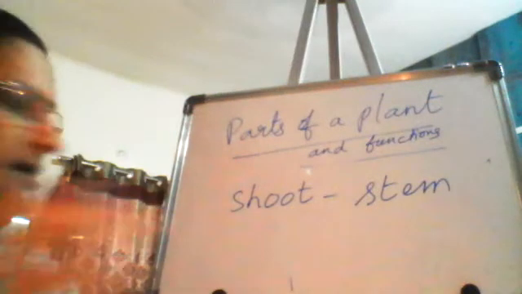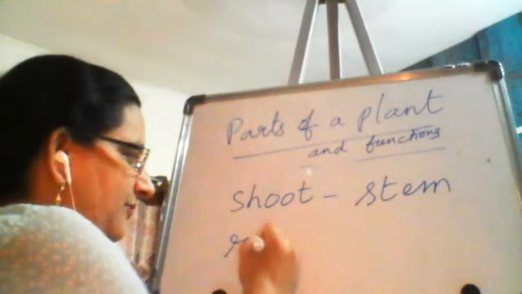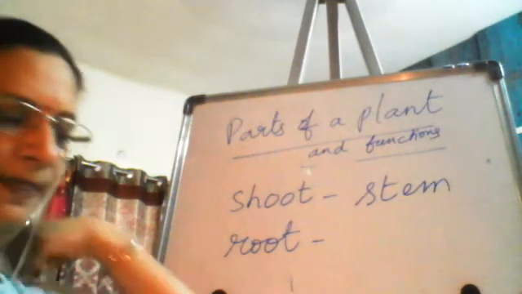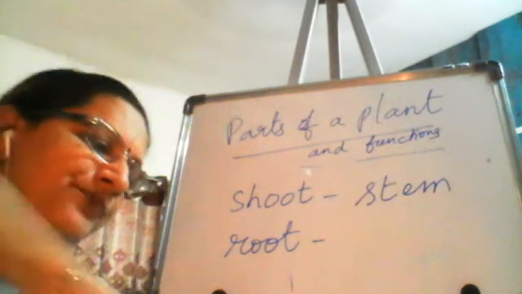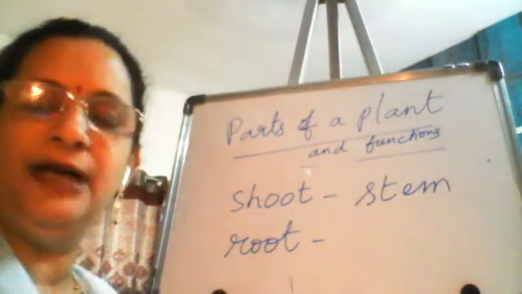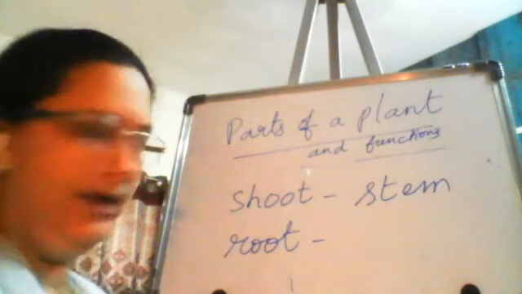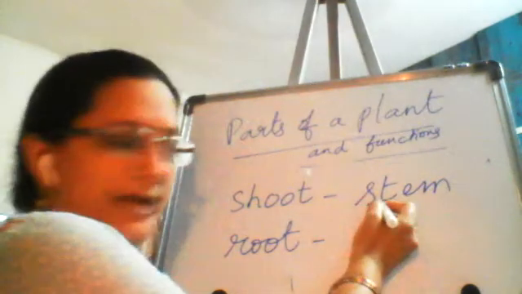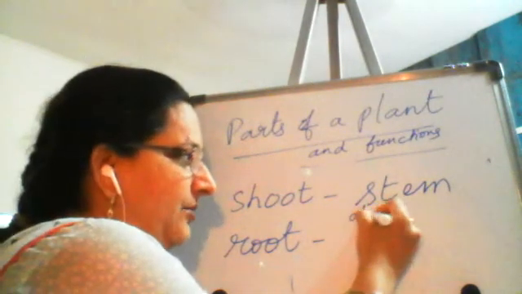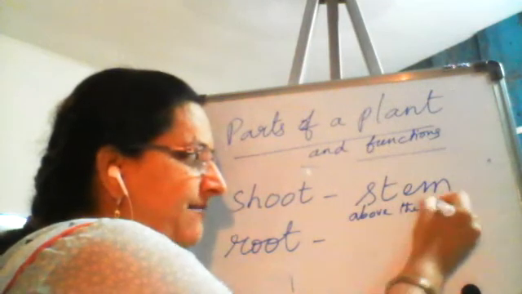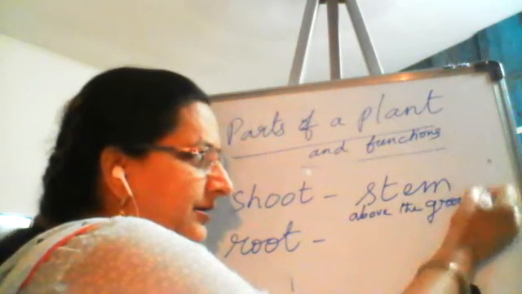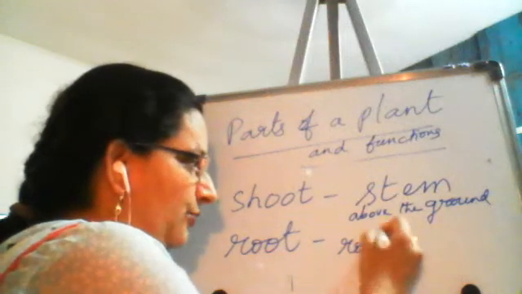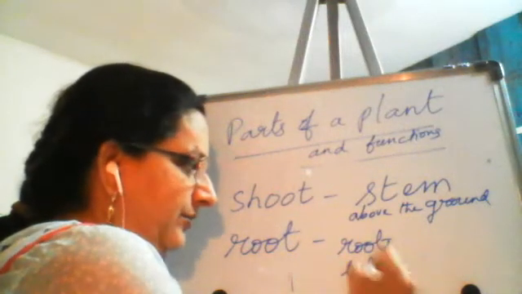Now, the next part of the plant parts includes the root. Sometimes the roots are one single root and sometimes the roots are many in number. Where is this root? Let's understand about the stem. Stem is above the ground. Where is the stem? Above the ground. And where are the roots? Roots are below the ground.